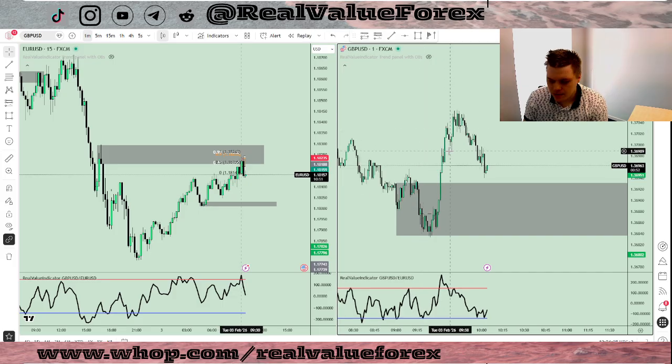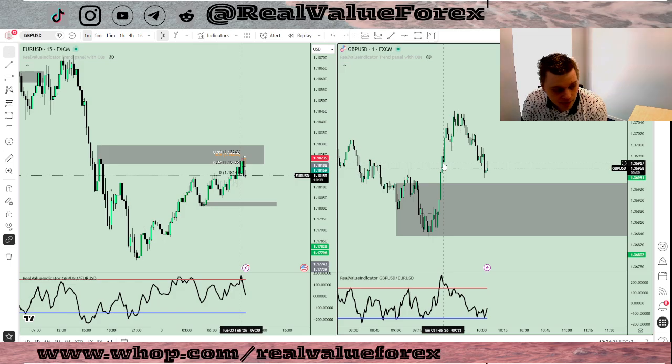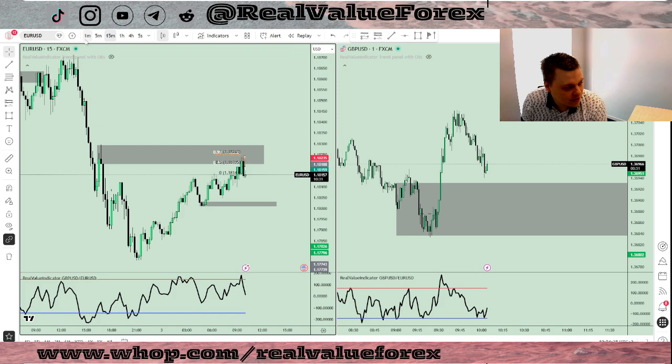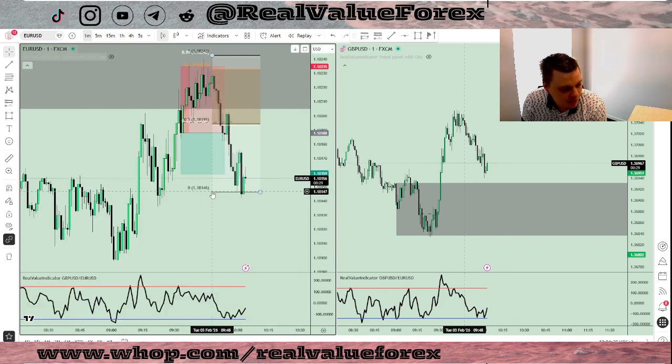But here is actually one more example where we already get a signal in here. So again, the signal was correct, just too early. That's maybe the main problem with the real value indicator. The signal is too early most of the time.